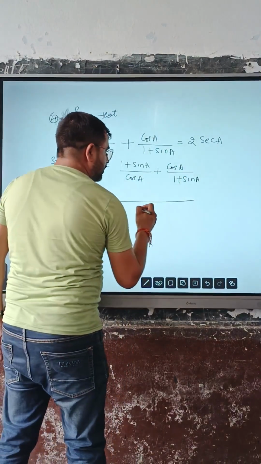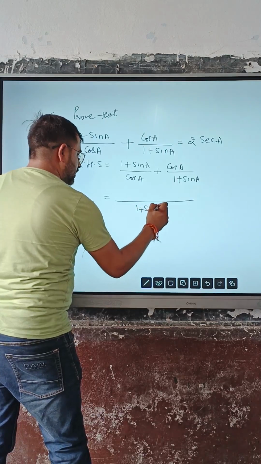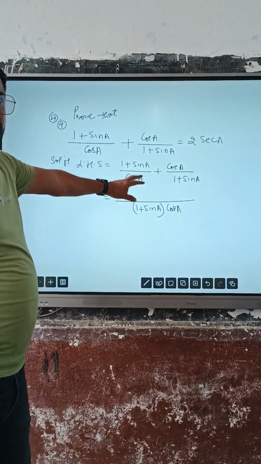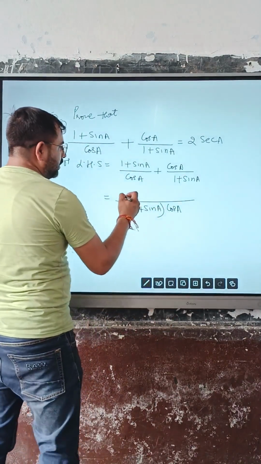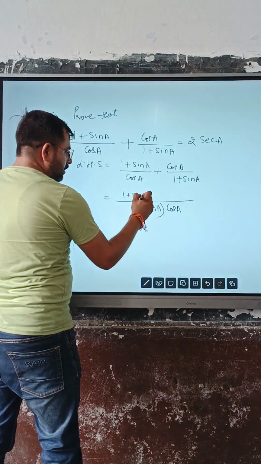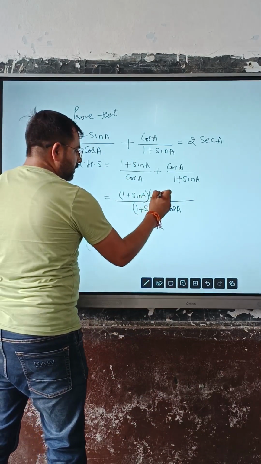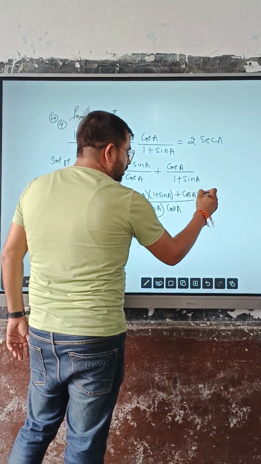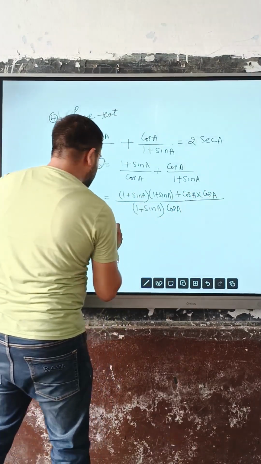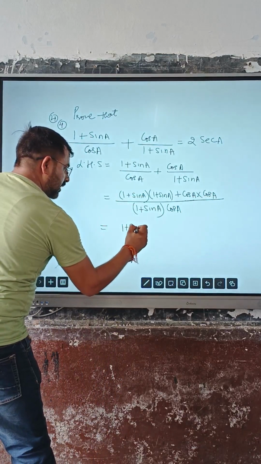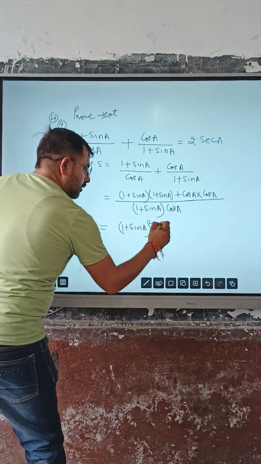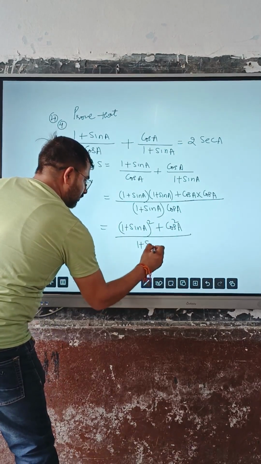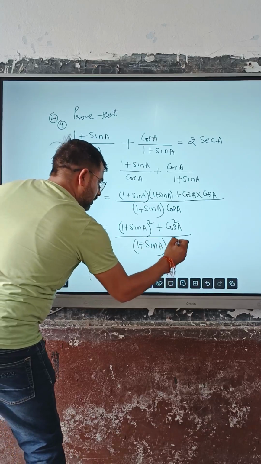So after taking the LCM, 1 plus sin A into cos A. So in the denominator that is cos A, but the LCM is 1 plus sin A into cos A. So 1 plus sin A is already here, so we have to multiply with another 1 plus sin A. And for cos A over 1 plus sin A, the cos A is already here, we have to multiply with cos A. So after multiplying, 1 plus sin A here and cos into cos, that is cos square. So the LCM is 1 plus sin A into cos A.